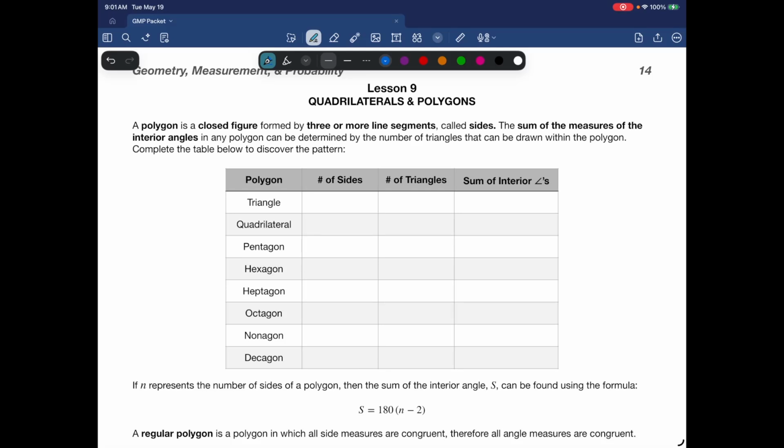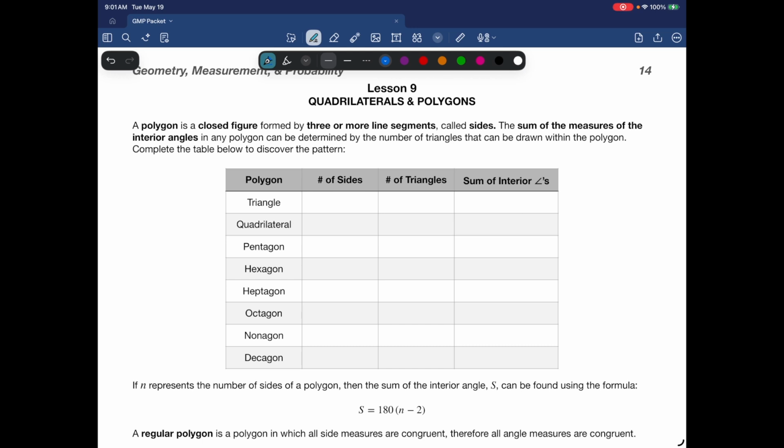Okay, in lesson 9, we're going to talk about quads and polygons. You're going to spend a lot of time in geometry talking about quadrilaterals themselves, like we spend a lot of time talking about triangles. But before you start talking about quadrilaterals, you're going to introduce polygons.